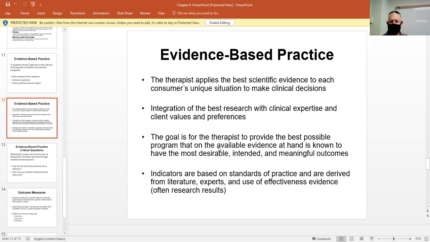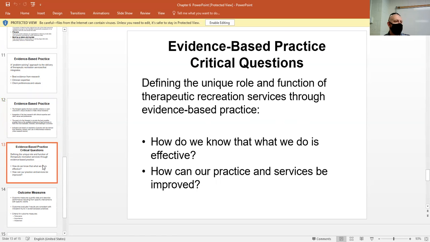Indicators are based on standards of practice. They're derived from literature, experts, and use of effectiveness evidence and research results. So when people are successful, they write this down, and it becomes evidence that you can use to say, this is why we should do this. Or if they failed, this is why we should not do this.